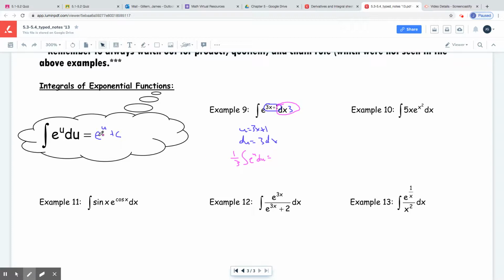And then I just like, oh, well, that's just e to the u. So it's 1/3 e to the u, which is 3x plus 1 plus c. Done. That's all you have to do.